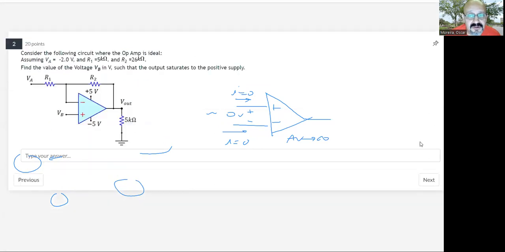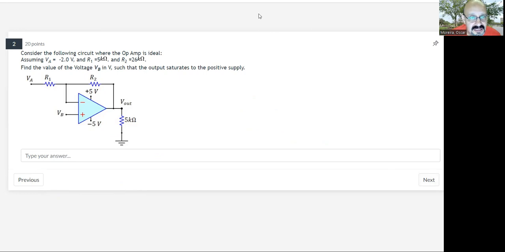So for problem number 2, it's very similar. It's a problem with a very similar configuration. The only difference is that the output saturates to the positive voltage supply. So we are given values for VA, resistor 1, resistor 2, and the fact that the output saturates to the positive supply. Note V out is equal to 5 volts. So we just repeat the same technique to find the solution for this problem.